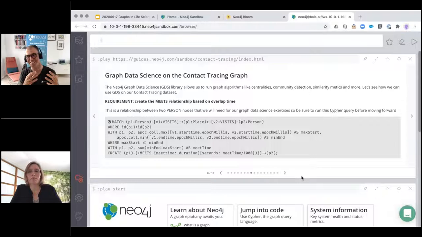PageRank is an algorithm that ranks the search results, not because of who pays the most for the advertising, but because it actually looks at how things are connected to one another. Right? I'm old enough to remember web search before Google and how bad it was. Google actually innovated the web search industry by looking at the graph of connected pages and looking at how the pages that are most connected are more likely to be relevant to your search, right? And you can apply the same thing to contact tracing, right?